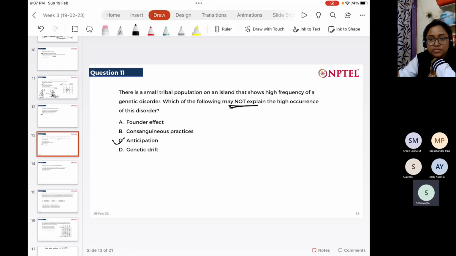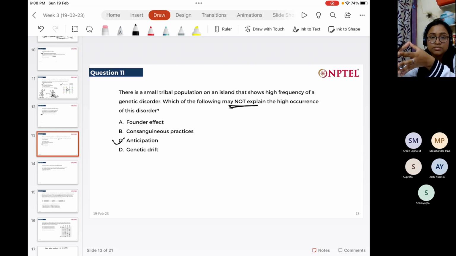Yes, ma'am, anticipation it is. Why is anticipation correct? Because in anticipation, every generation the severity increases, and it is due to dynamic mutation, correct? It is a dynamic mutation. It is happening, and it doesn't affect the frequency of the particular allele. It affects the frequency of the particular repeat in that particular allele, right? So anticipation is the answer, which is not explaining why more and more people are having this particular disorder. Anticipation stays within the family.